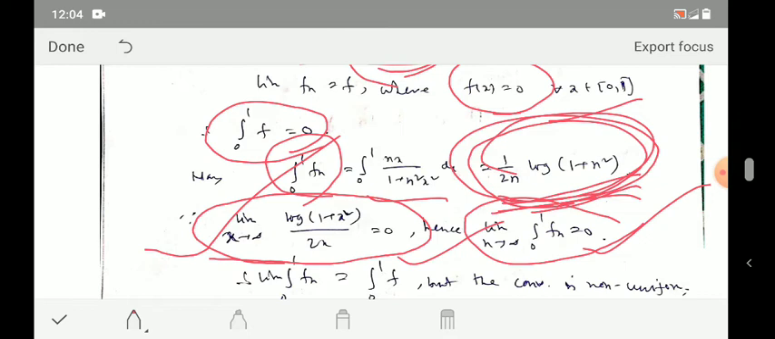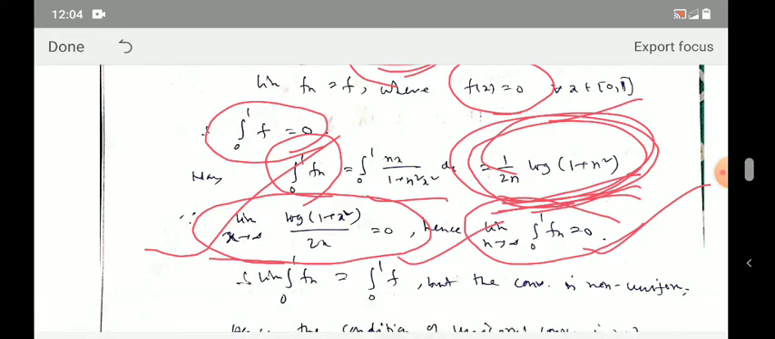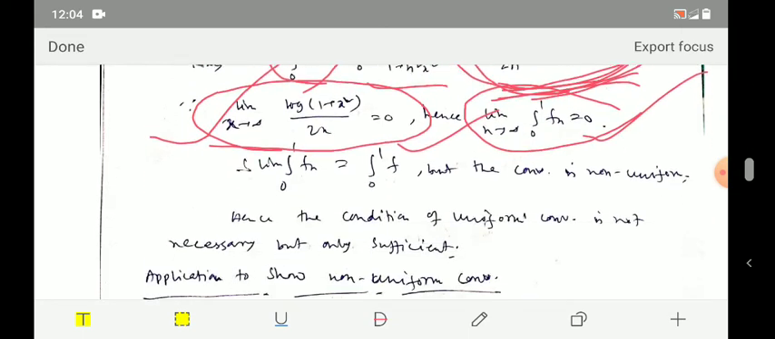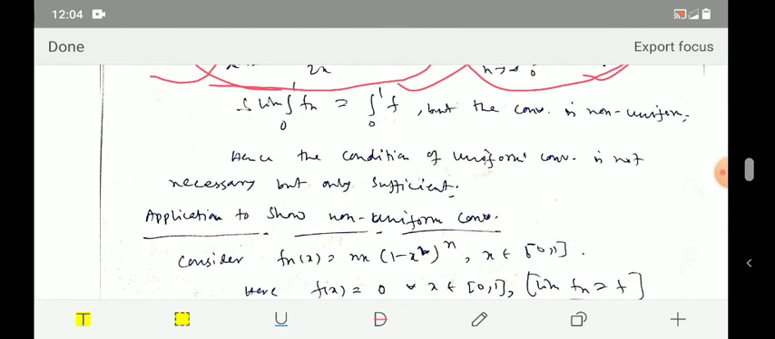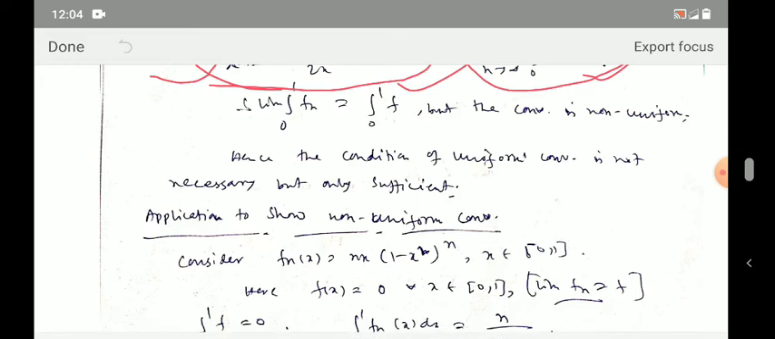Therefore you can say that for the existence of the equality condition, uniform convergence is not necessary. So the condition of uniform convergence is not a necessary condition, but only a sufficient condition for this result.